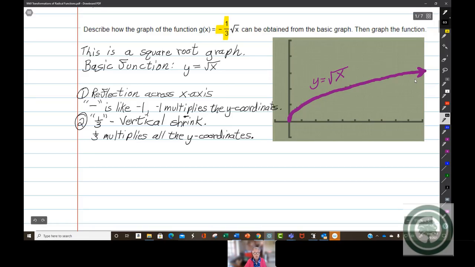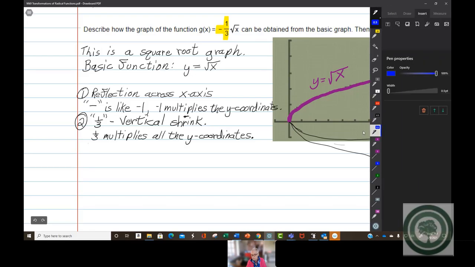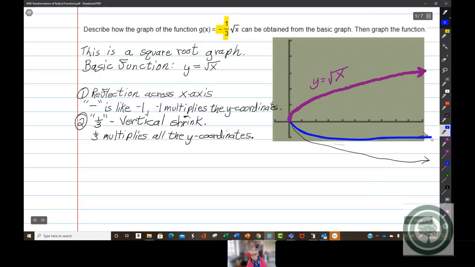And there aren't any more transformations. There you go. So what is this going to do? This is going to send this down here. And then this is going to make all of the y coordinates smaller, so that the graph will end up being closer to the x-axis like that. So this is where it's going to end up. Okay. Badly drawn, but I'm doing the drawing.